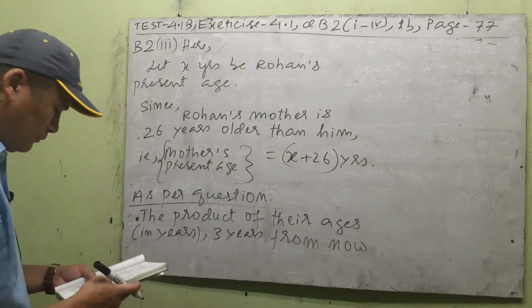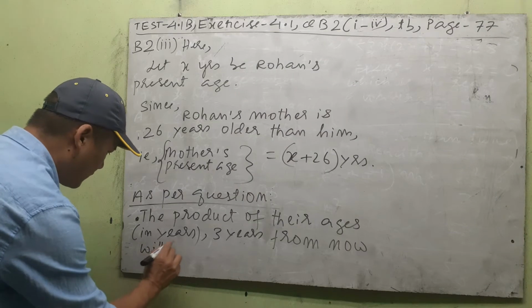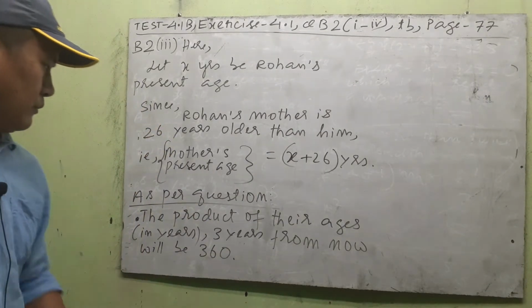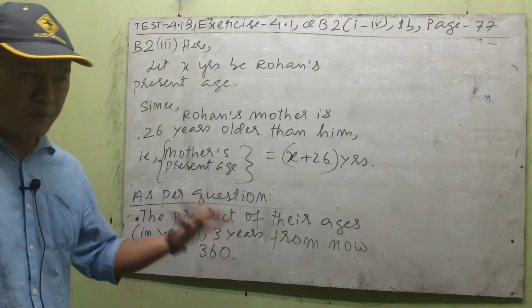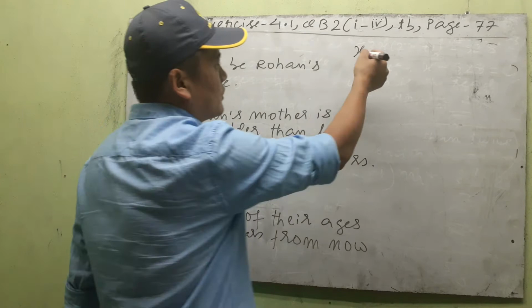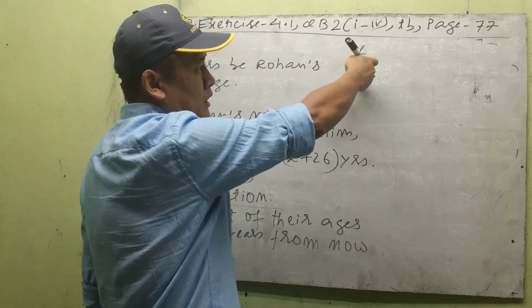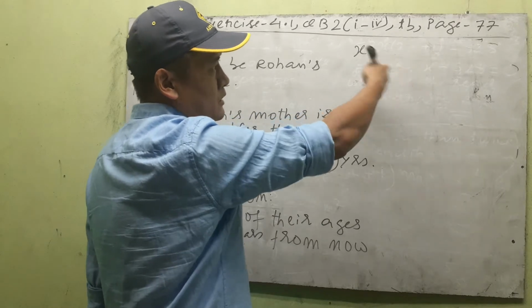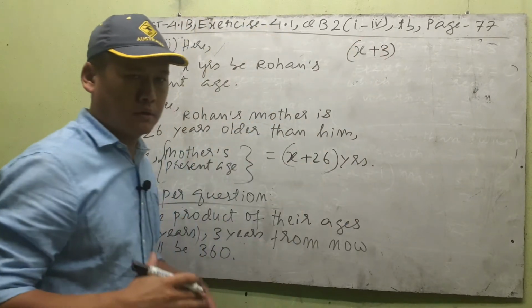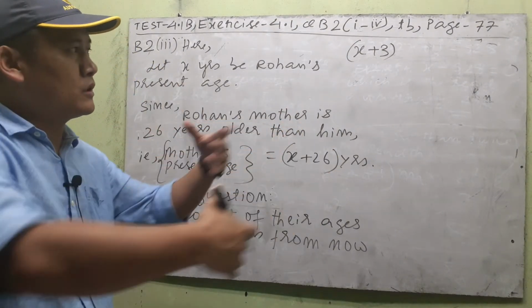3 years from now will be 360. So the product of their ages after 3 years from now. Now Rohan is x. So after 3 years, Rohan will be x plus 3. So x plus 3 is the age of Rohan after 3 years from now, from the present age, 3 years in the future, plus 3.